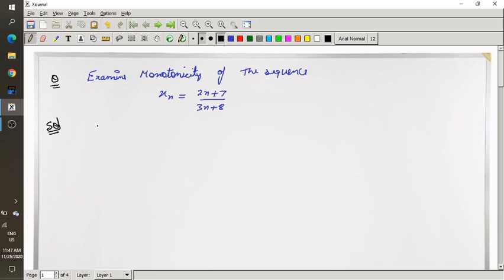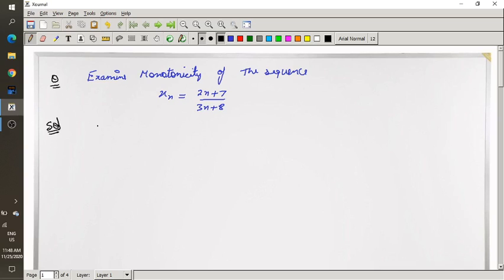In the last video we discussed the monotonicity of sequences, monotonically increasing and monotonically decreasing sequences, and some results related to the convergence of monotonic sequences. Like, if a sequence is monotonically increasing and bounded above, then the sequence is convergent. Similarly, if a sequence is monotonically decreasing and bounded below, then it is a convergent sequence again.